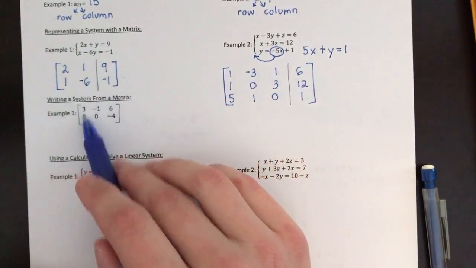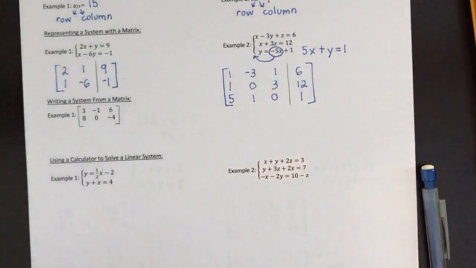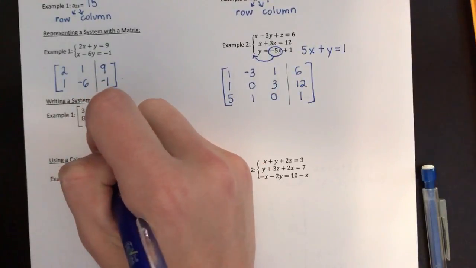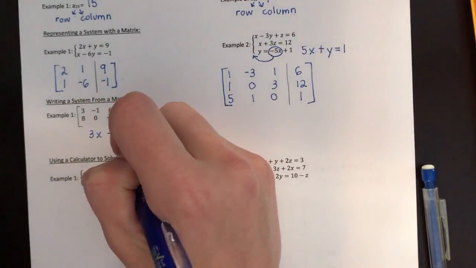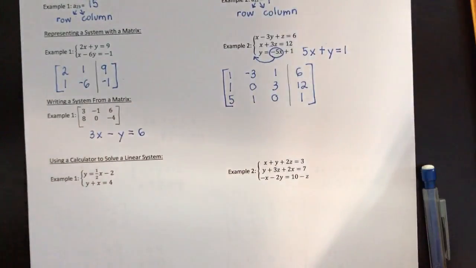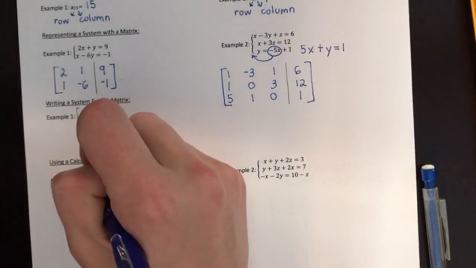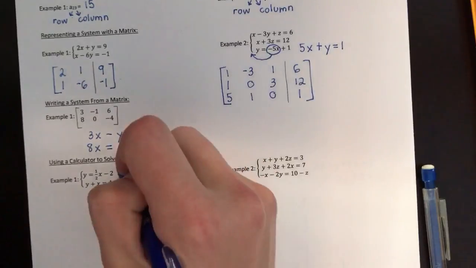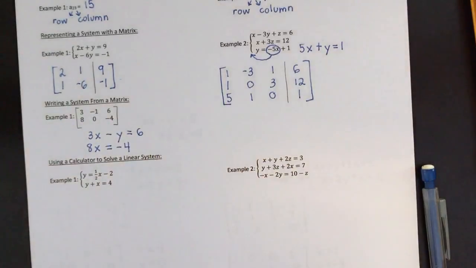Remember, I told you that the first column are the x's, the second column are the y's, and the third column are the constants. Now we need to use that to write our systems. So this is going to be 3x minus 1y, I don't really need to write the 1, equals 6. And then next I've got 8x, there is no y, so I don't need to write it, equals negative 4. And there's my system.